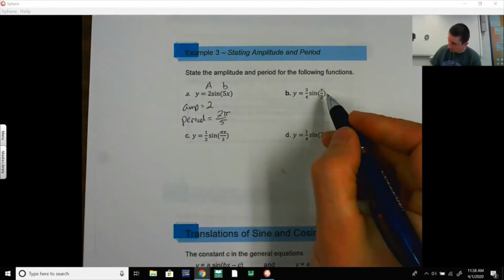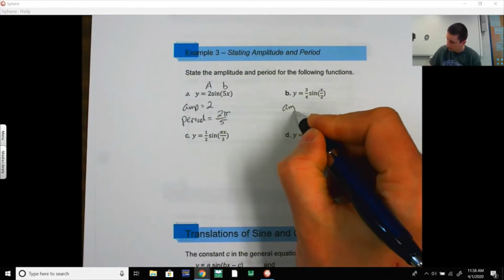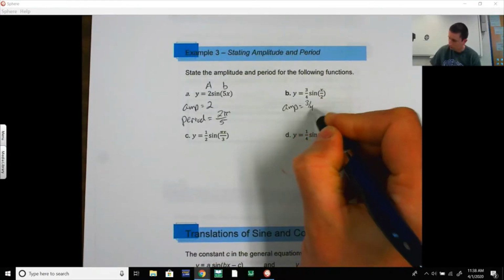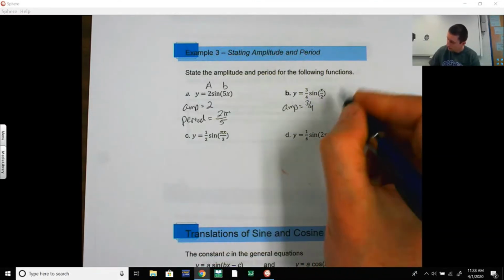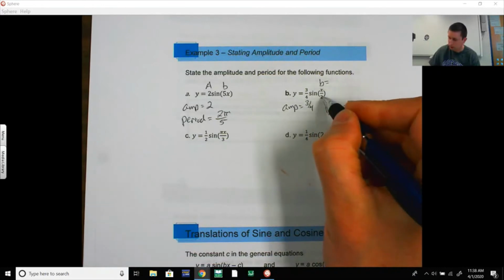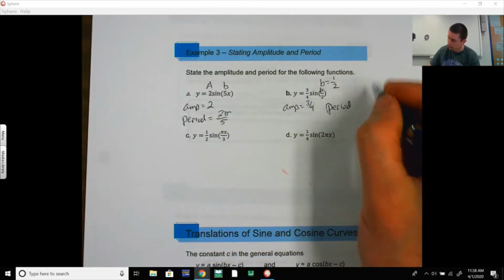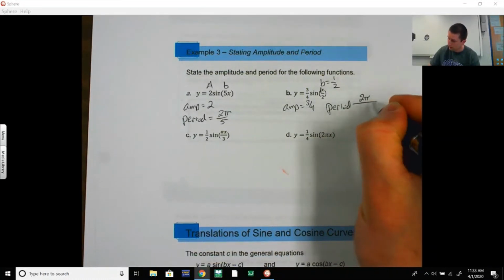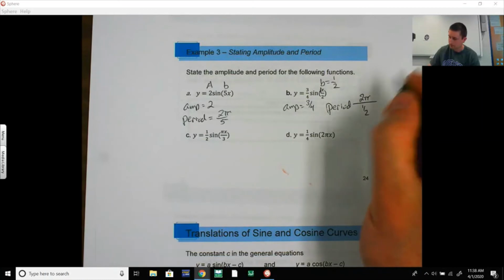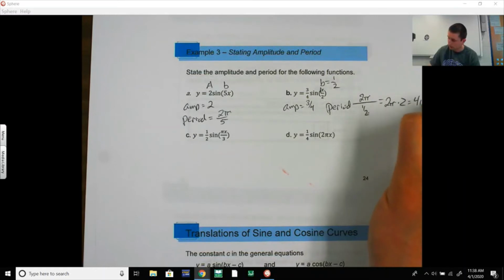Okay, I want to look at a lot of these that have fractions in here. Those are kind of the trickier ones. Amplitude, that's easy. Amplitude is 3/4, so it's 3/4 from the midline. Your period. Here your B is not 2. Your B is 1/2. The number being multiplied by x is 1/2. So your period is 2 pi divided by 1/2. So that would be 2 pi times 2, the reciprocal. So your period is 4 pi.